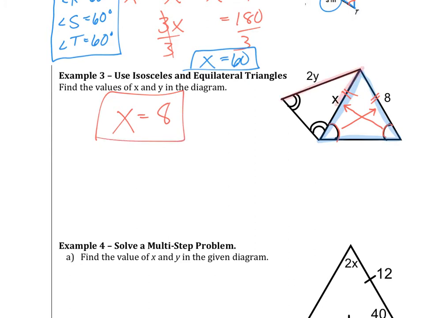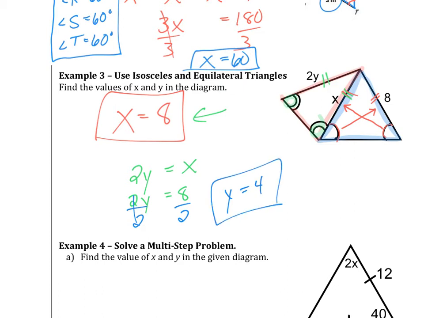We also have this red triangle. This red triangle has 2 congruent angles, 2 green ones there. So the opposite sides are also going to be congruent. So this means that 2y equals X. Okay, and up here we said that X equals 8. So 2y equals 8. And we're going to solve this for y. So we divide by 2 to get y equals 4. And we use the isosceles triangles theorem there. The opposite sides are congruent because of the 2 angles being congruent.